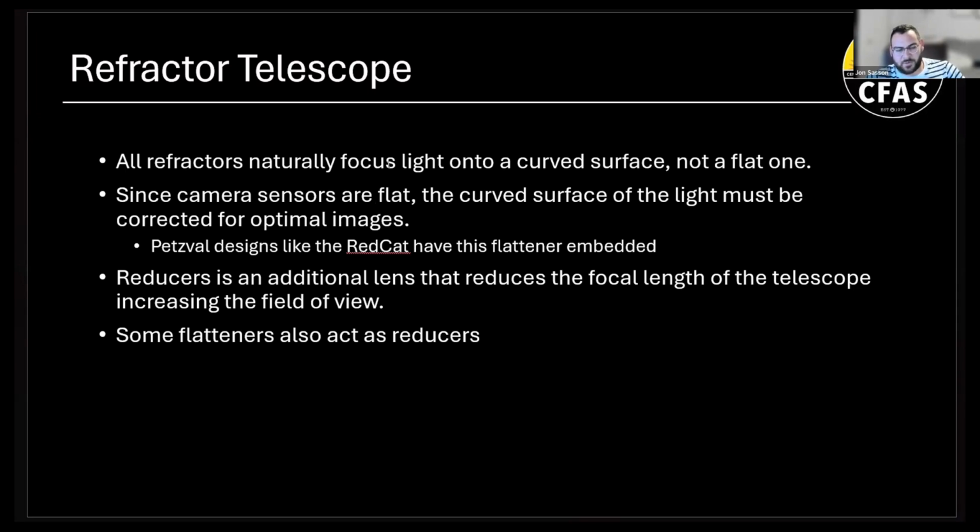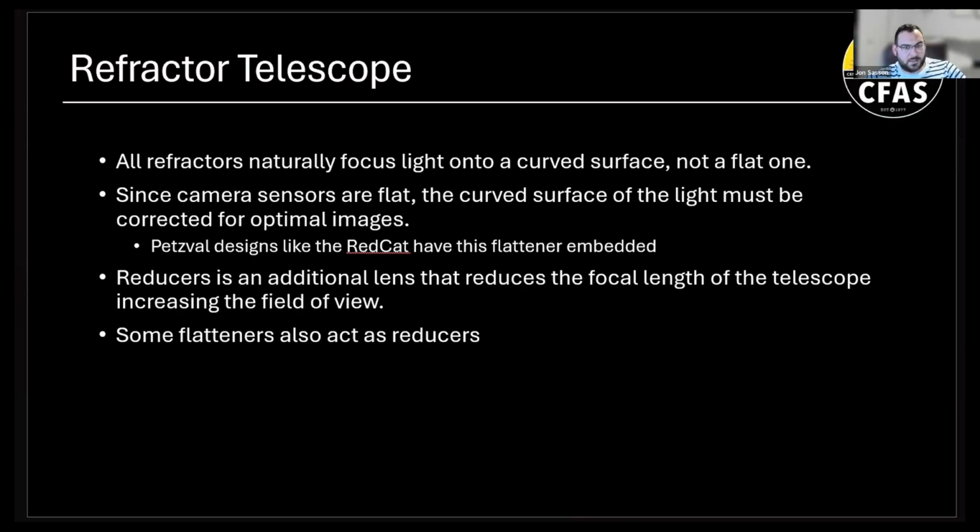Typically, if you get a refractor that only has 2 or 3 lenses, you might have to buy a flattener separately. You also have reducers that you can attach to the back that reduce the focal length of the telescope and give you a greater field of view. And some flatteners also act as reducers.